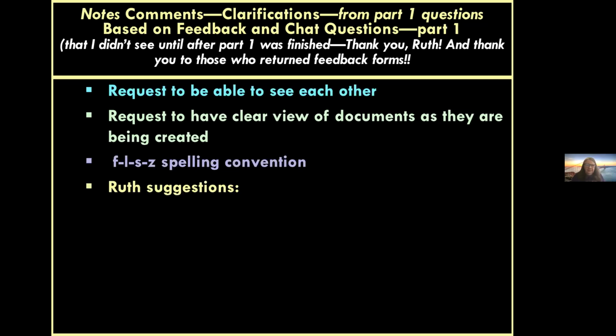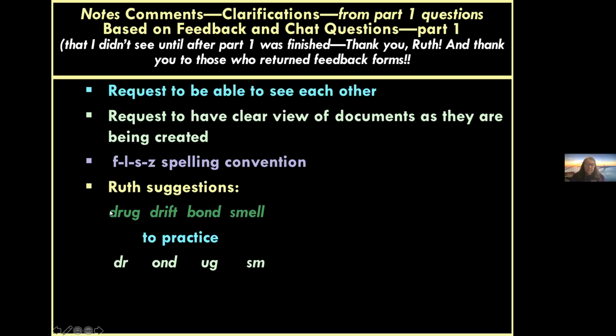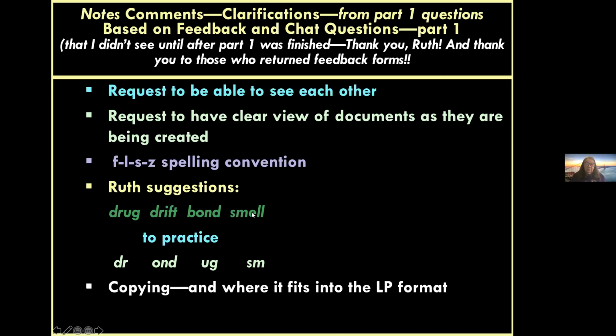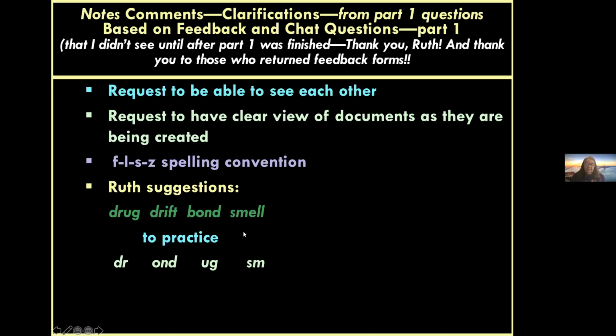And then this was a suggestion that Ruth made when we were talking about some of the words in the sentence that we chose to talk about last time. These were the words she came up with. There were other words in the sentence that had these elements: the DR consonant blend, the OND, the UG, and the SM. And her suggestion was that those would be words that could be used to practice those elements, though they weren't necessarily the words that were in the sentence.